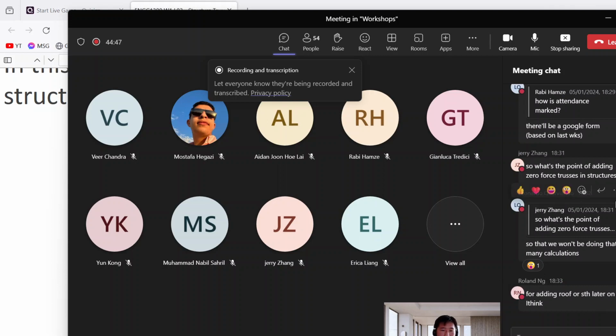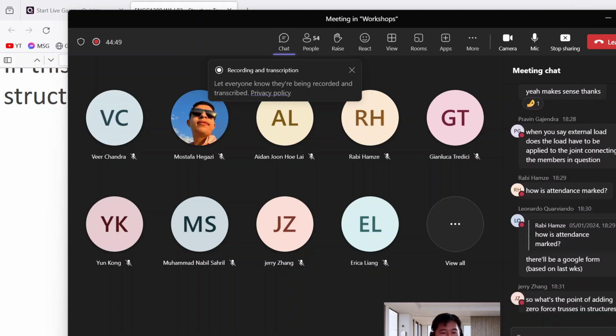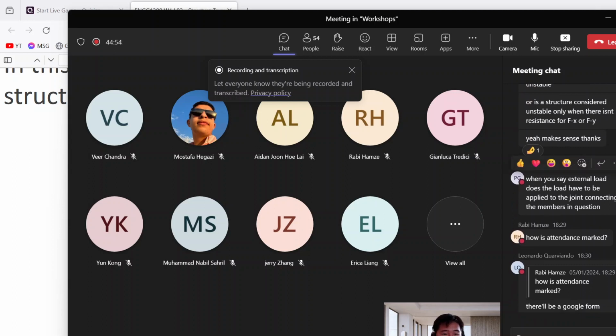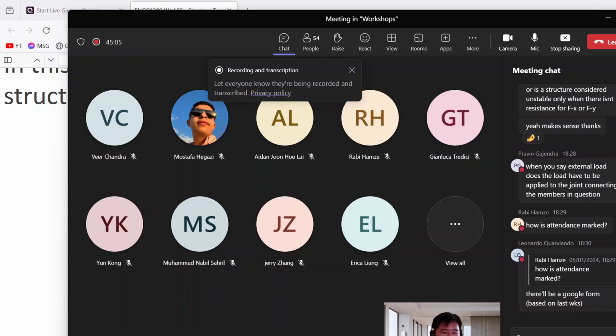Oh, here we go. Got some questions. When you say external load, does the load have to be applied to the joint connecting to the members in question? Yes. They can't be in the middle of a member. Then it's no longer a truss.